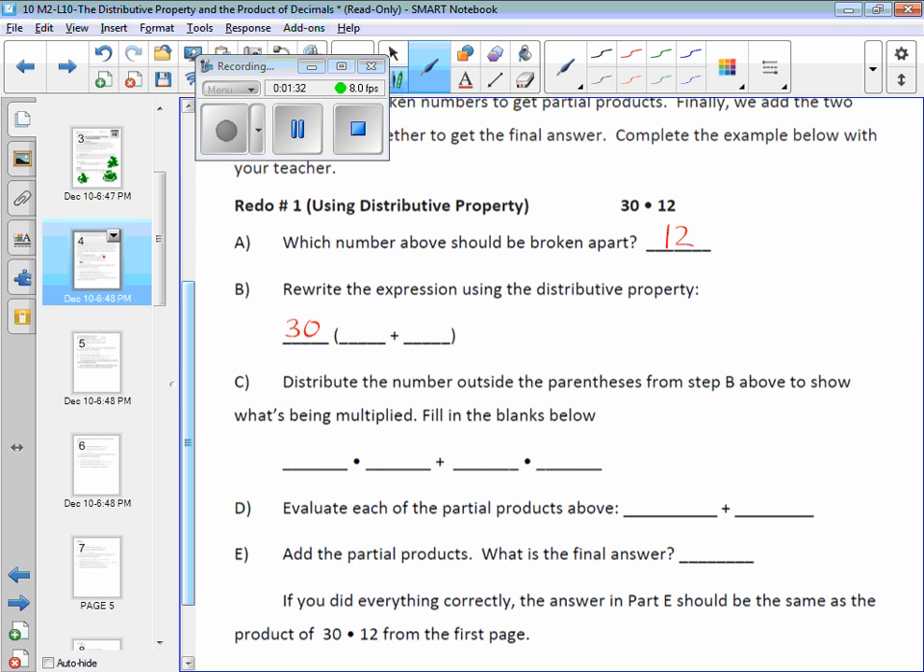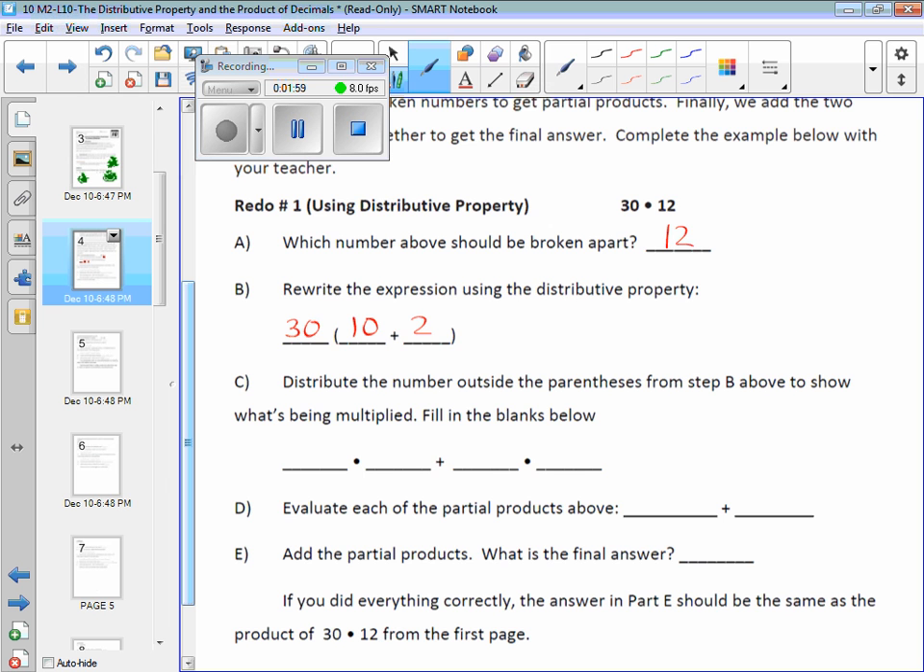We like numbers that end in zeros and single digits. So how would you break up 12 so that one of them ends in a zero and one of them is a single digit? Jack. 10 plus 2. Now, I don't know, did they teach you in elementary school that parentheses means to multiply? Some people yes, maybe some people no.